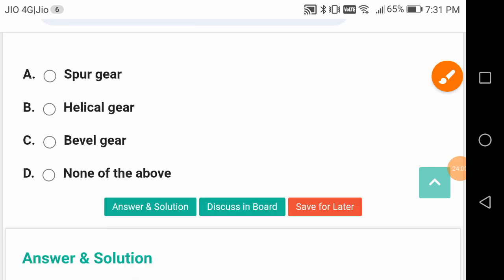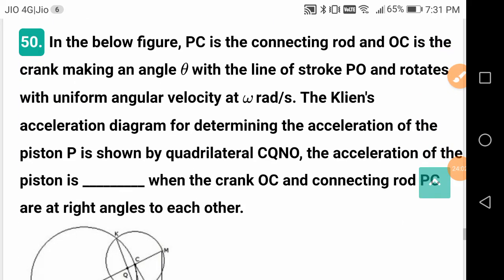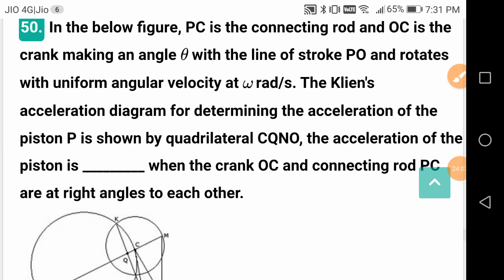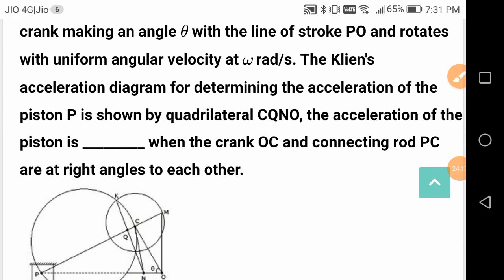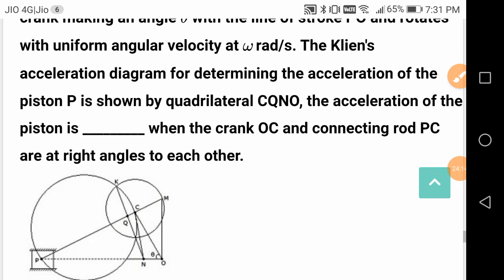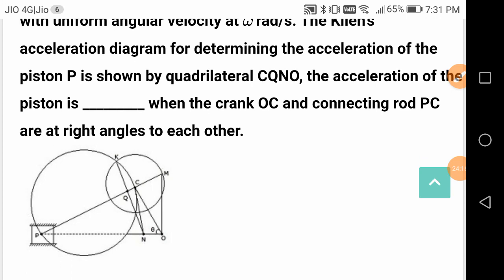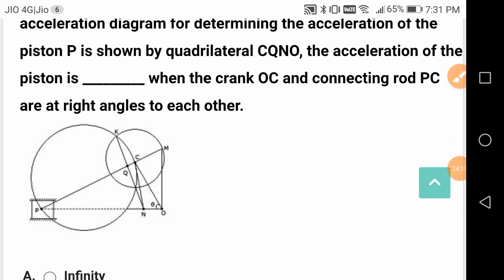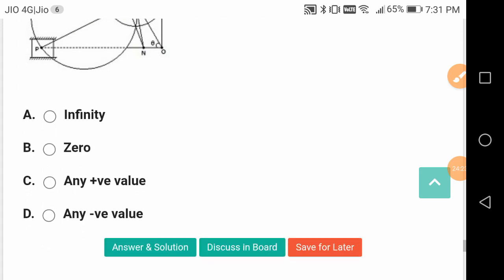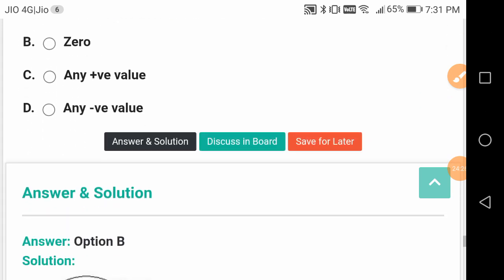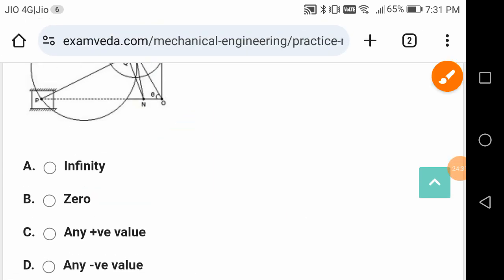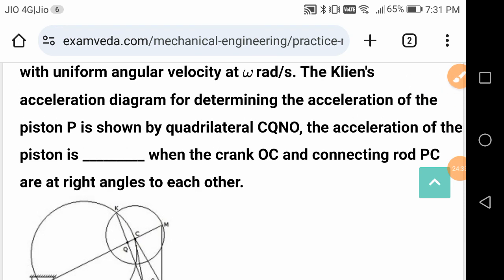Mitre gears. In the figure below, something is given here, friends. PC is the connecting rod and OC is the crank making angle theta with the line of stroke PO, and rotates with uniform angular velocity omega radians per second. Klein's acceleration diagram for determining the acceleration of the piston P is shown as CQNO. The acceleration of the piston is zero when the crank OC and connecting rod PC are at right angles to each other. So let us see here, it is B0.